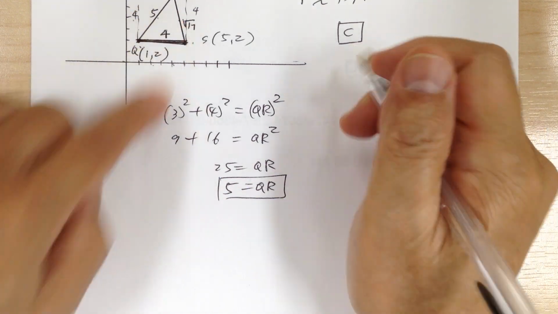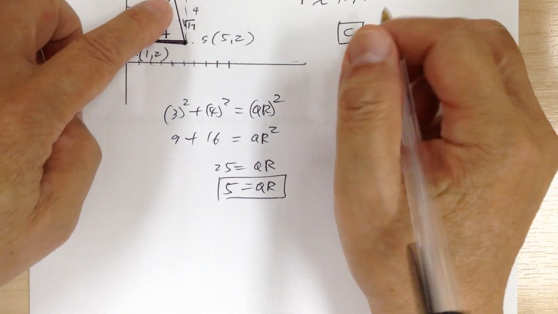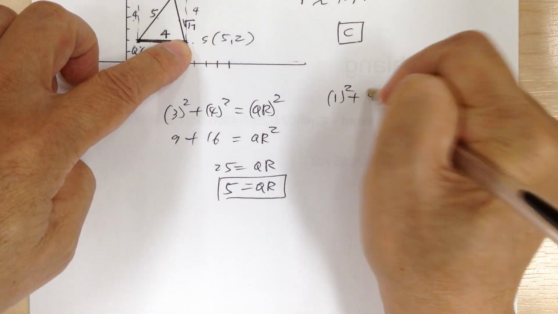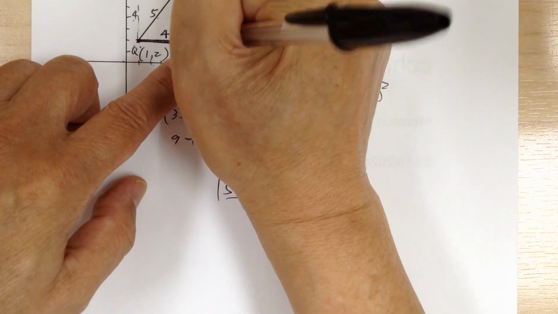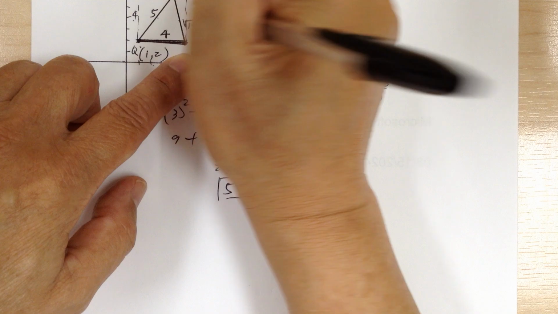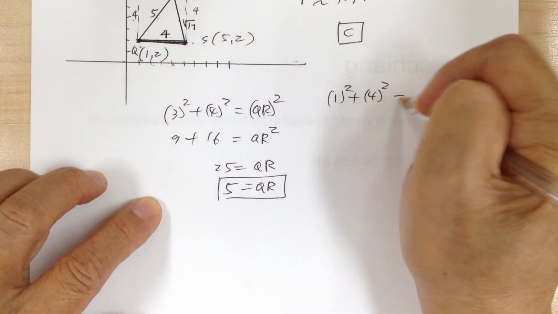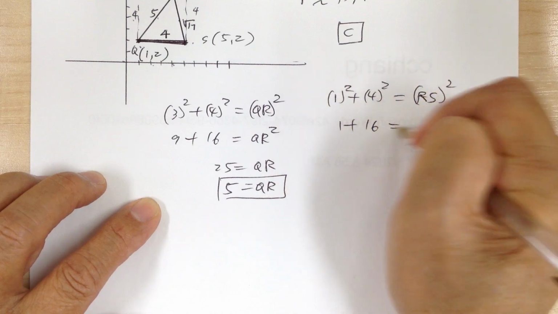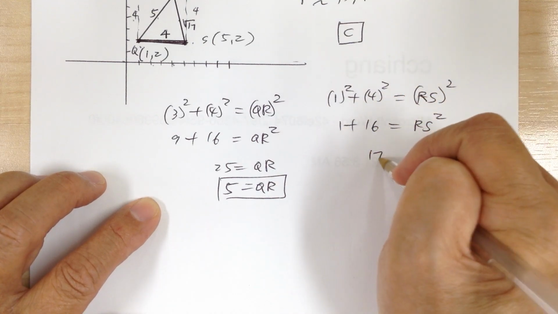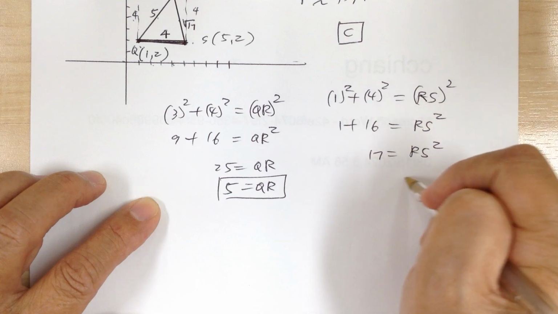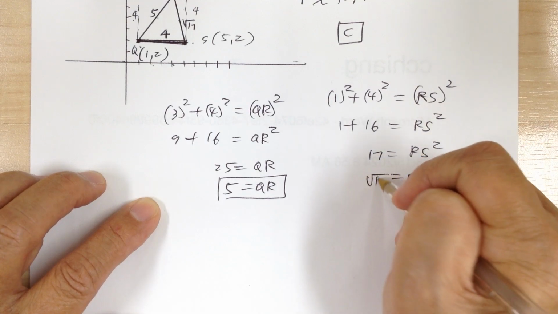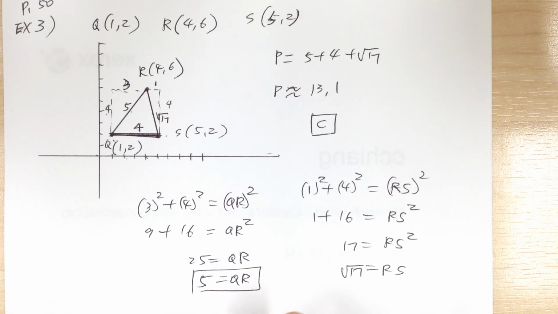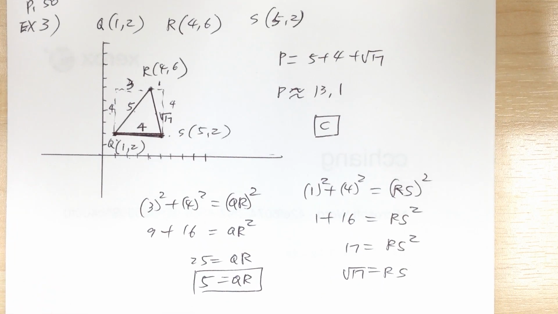Okay, same thing over here. So Pythagorean theorem, so 1 squared plus 4 squared. Again, all I do is just count the squares. If you look on the graph paper, you can just count it, or you can just subtract the numbers, and this will equal RS squared. So 1 plus 16 equal to RS squared. So 17 equal to RS squared. So RS equal to square root of 17. Again, that's how I get those. Okay? So make sure you know how to use the Pythagorean theorem and know how to use the distance formula.